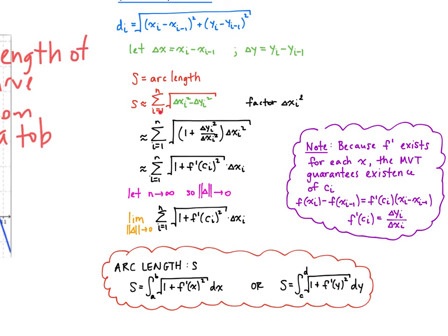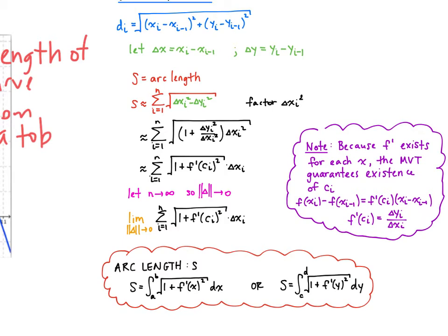All right, so it's the sum of all those distances that we're adding together, and that's going to give us our arc length. Well, if we factor out a delta xi squared, we're going to get the square root of 1 plus delta yi squared over delta xi squared, and then times delta xi squared.